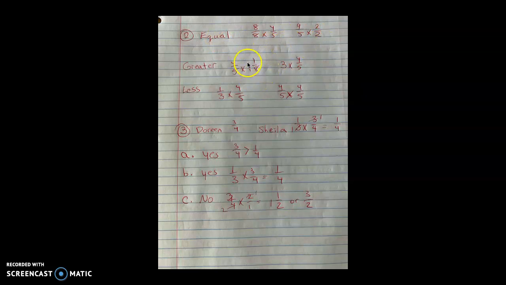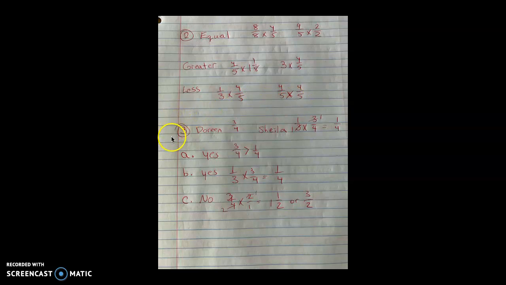When I multiply by a number that's greater than 1, like 1 1/8, it's going to be greater than 4/5. When I multiply by 3, it's greater than 1, so therefore it is greater than 4/5. When I multiply two fractions together that are smaller than 1, I'm going to get a number that is smaller than 4/5.